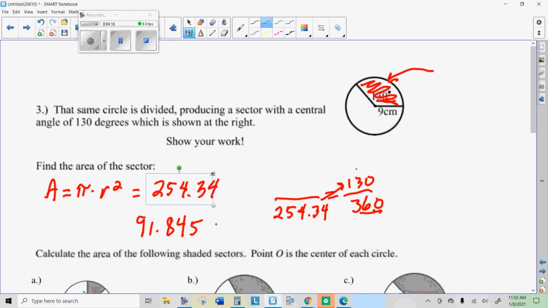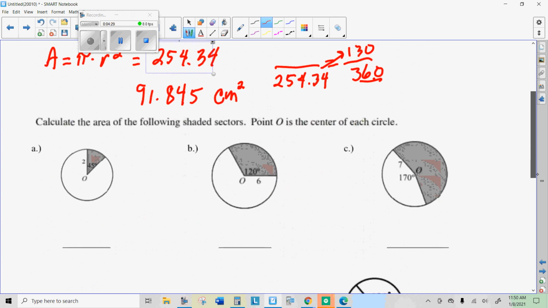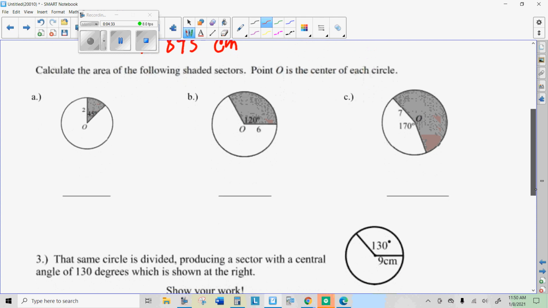And if I was to label that, since it's area, I'm counting the square unit, so I would label it like that. If you're finding perimeter or circumference, then it's just normal straight units. Okay, so on all these, you're going to find the area of the shaded part.